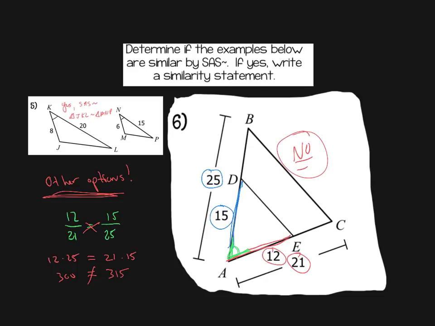And then 12 divided by 21 would have been 0.5714 something. And 15 divided by 25 would have been 0.6, and that's not right. So again, still no, they're not in proportion. So no, they are not similar by side angle side.